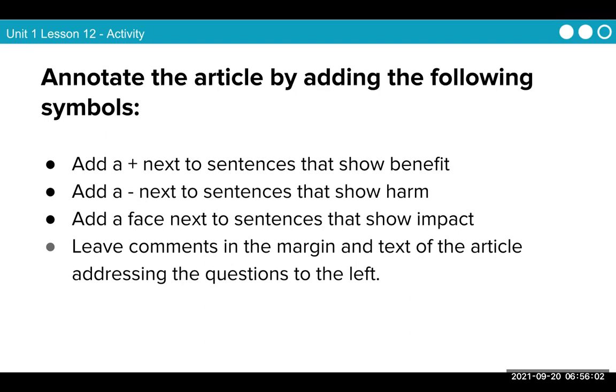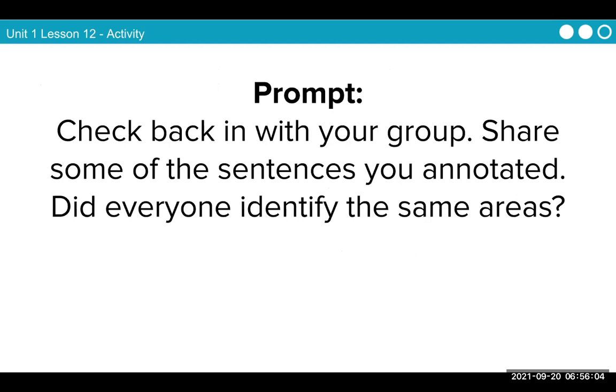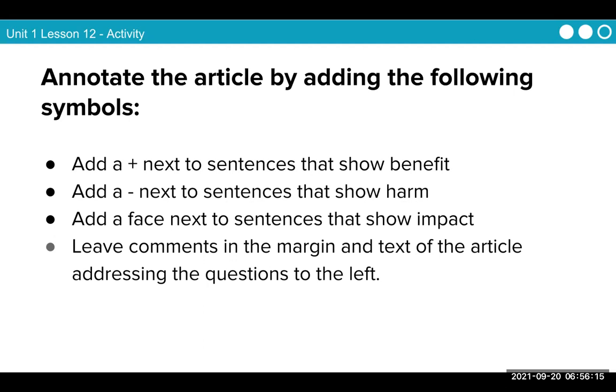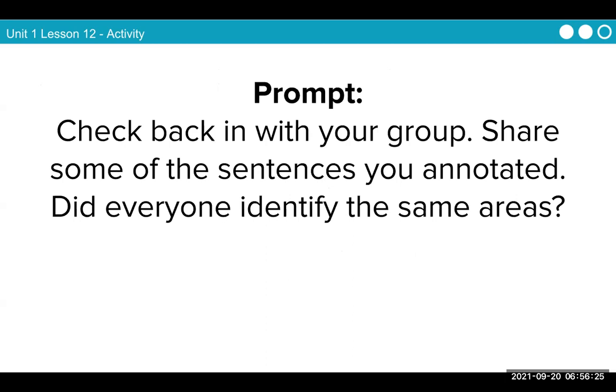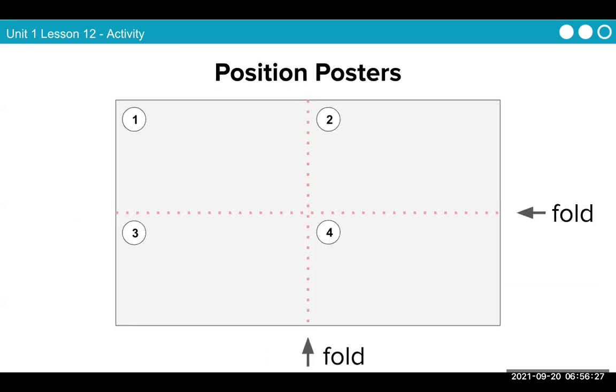And how did that go? Check back with your group. Share some of the sentences you annotated. Did everybody identify the same areas as places that showed benefit, places that showed harm, and places that showed impact? Ideally, you're all seeing similar things in your article. So compare those.